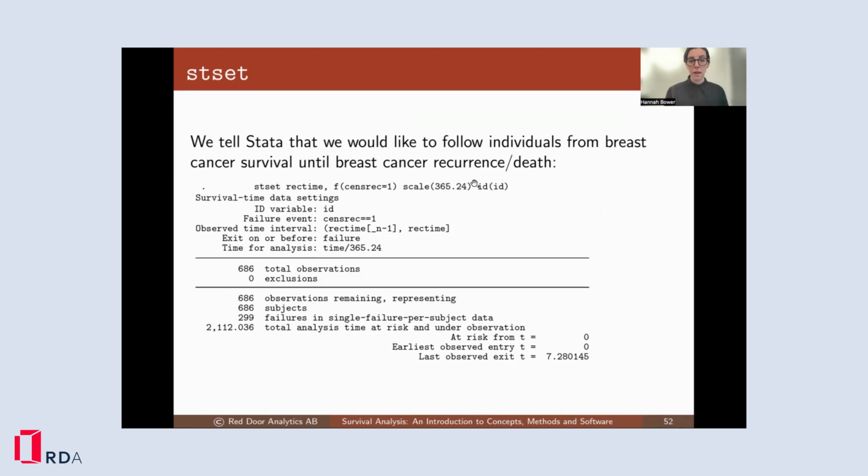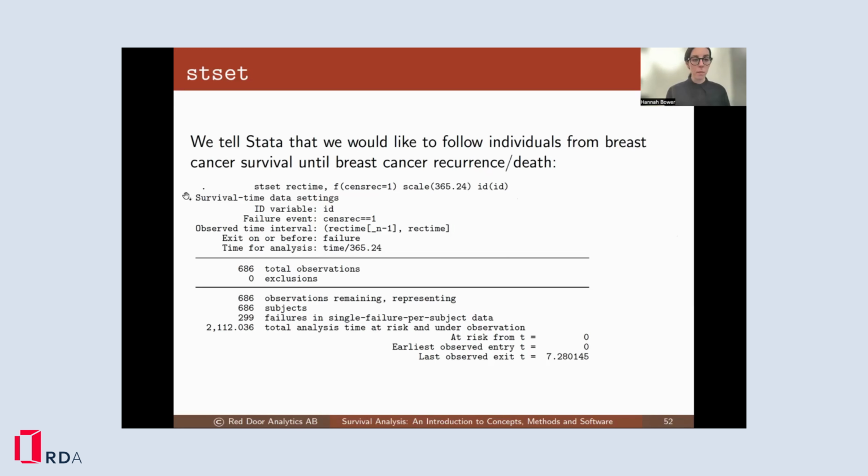We use this option, scale, and tell Stata that we'd like to scale our time scale. So basically what I do is I divide everything by 365.24, which gives us our time scale in years instead of days, because it's just easier to understand. And we have this option ID, which tells Stata that we have unique observations defined by ID. This, in fact, is not necessary at this point, but we use commands later on in the course where we need to have this option here.